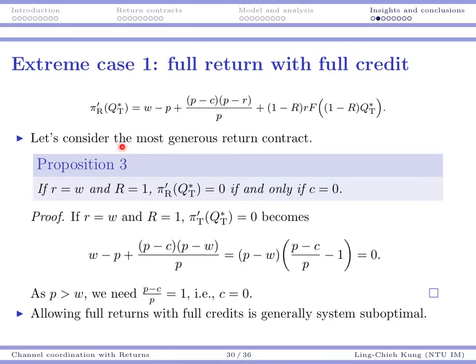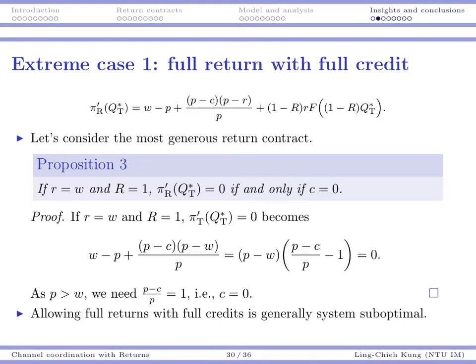The first one is the most generous return contract. That means you are allowed to return everything unsold, and for each unit unsold, I pay you back what you have paid to me. Okay, r is w and capital R is 1. In this case, the only situation in which this quantity is 0 is when c is 0. Or we can say as long as there is a positive production cost, the order quantity is not going to be efficient if the contract is so generous.